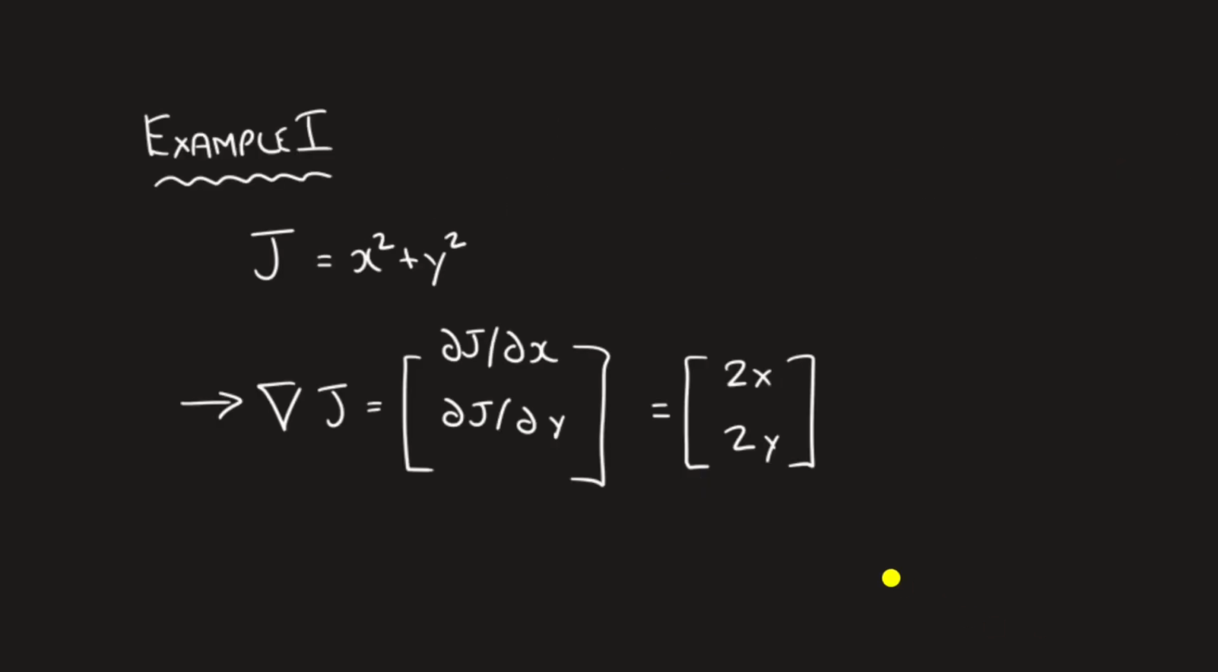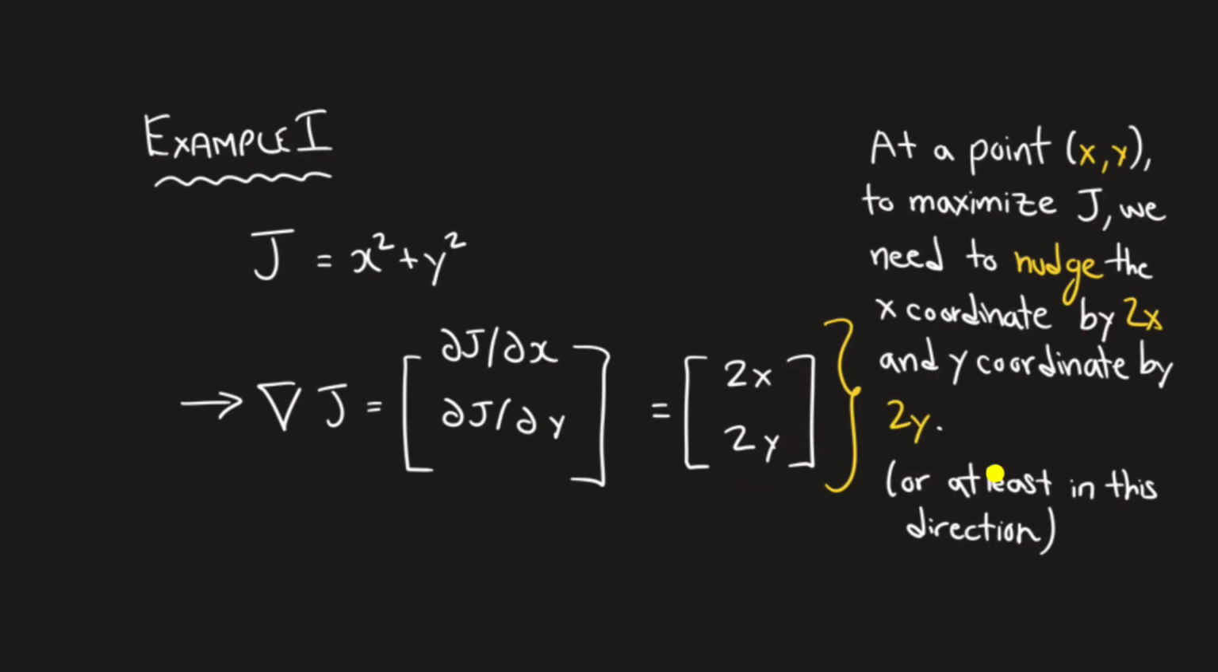So let's consider this first example where we have a very simple function J, which is x squared plus y squared. If we take the gradient of this and compute the gradient vector, it's going to be 2x and 2y. What we are trying to imply here is that, let's say we started at a point x, y. If we wanted to determine the direction of maximum ascent of J, then we would need to nudge this point in the x direction by 2x and nudge the point in the y direction by 2y. Now, let's see what that looks like more visually in a graph.